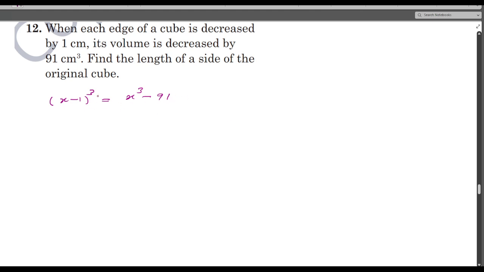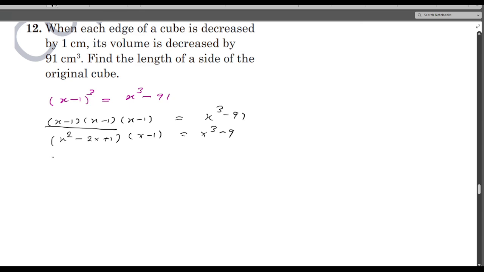Okay, so let us expand x minus 1 on the left side. So x minus 1 the whole cube is x cube. Okay, I will do the multiplication. So x minus 1 the whole cube means x minus 1 times x minus 1 times x minus 1, and here it is x cube minus 91. Now x minus 1 squared will give me x square minus 2x plus 1, and this is multiplied by x minus 1.